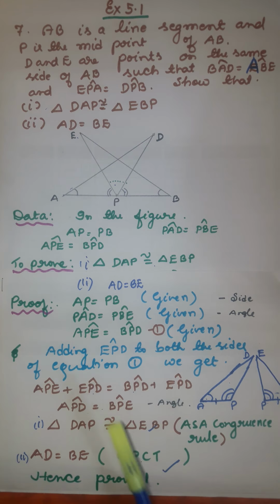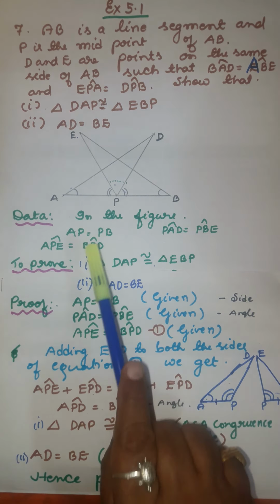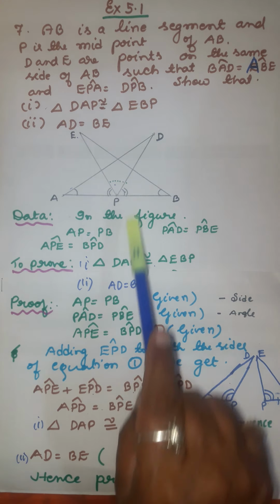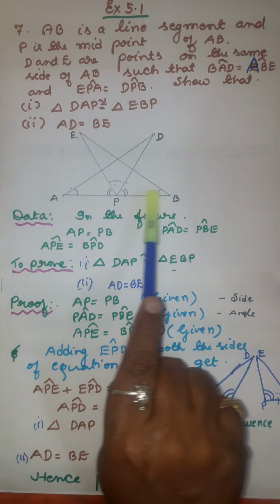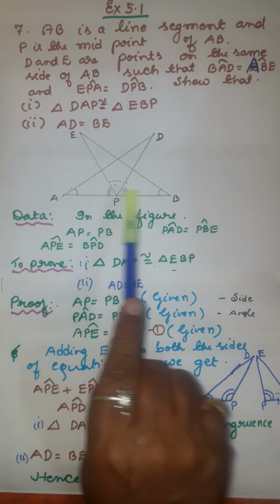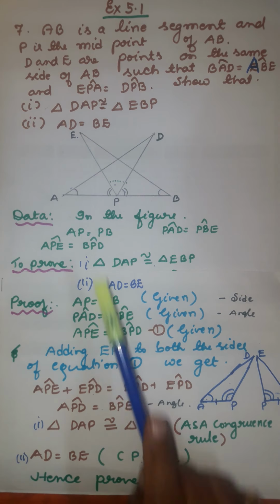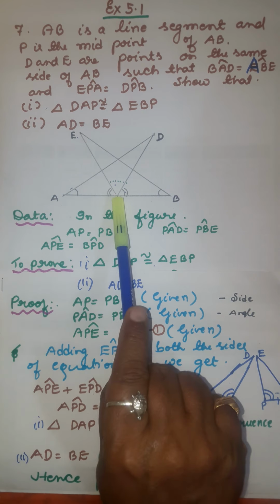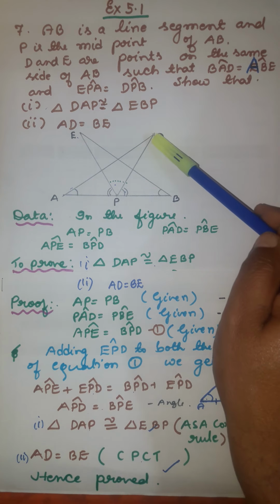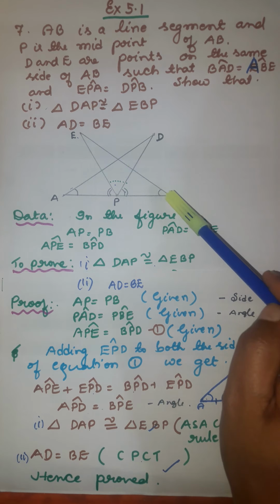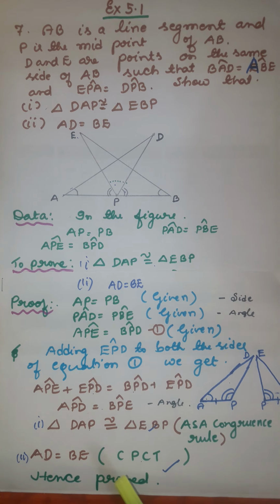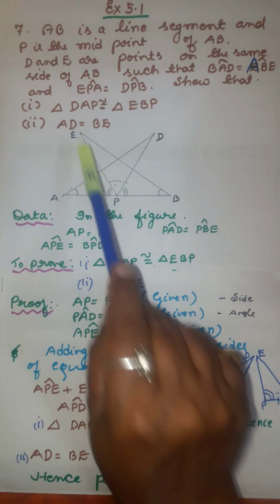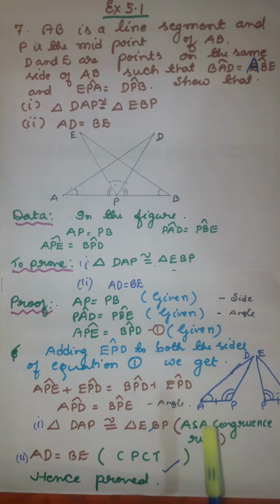But here, I want to have angle APD of triangle APD and I want to have angle EPB of triangle EPB. So what you have to do? Then I have to add the common angle EPD to angle APE and also I have to add the same angle, that is EPD, to angle BPD. So then I am going to get angle APD and angle BPE. So this is what I have to do in the proof part.